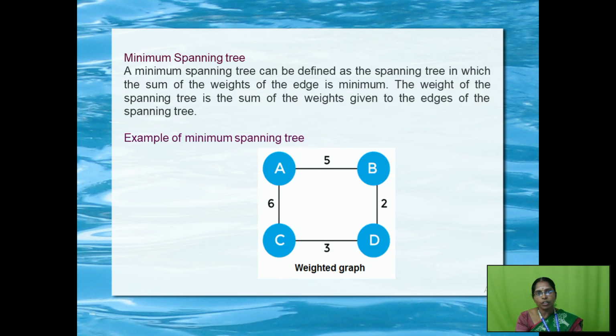Next we are going to see the minimum spanning tree. A minimum spanning tree can be defined as the spanning tree in which the sum of the weights of the edges is minimum. The weight of the spanning tree is the sum of the weights given to the edges of the spanning tree. Consider we have 4 nodes A, B, C, D. The edge from A to B has weight 5, A to C is 6, C to D is 3, B to D is 2.